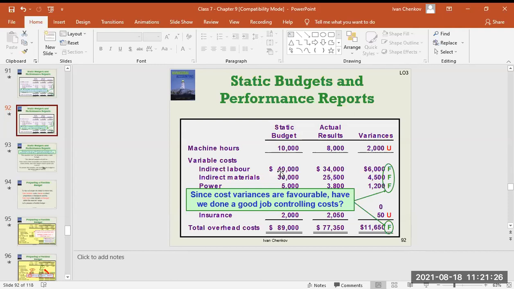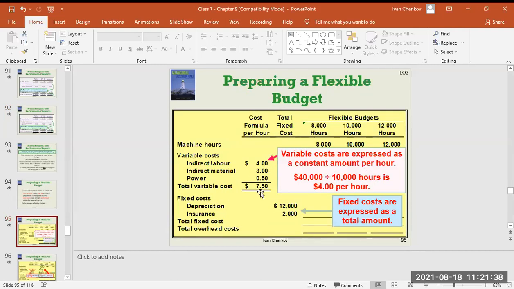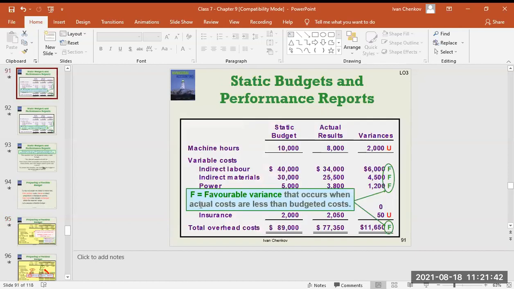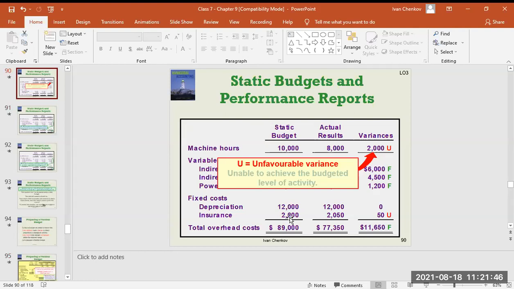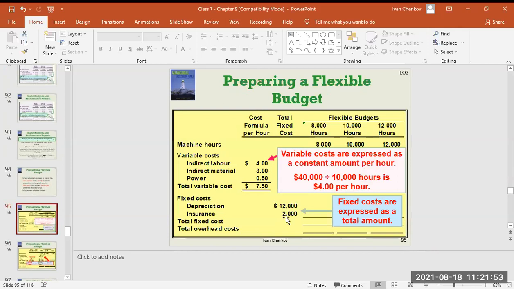So indirect labor cost, 40,000 divided by 10, $4. 30,000 divided by 10, $3. 5,000 divided by 10, that will be 50 cents. That's what we're going to use here. Now, for the depreciation and insurance, fixed cost remains the same, so we're going to use the same numbers.